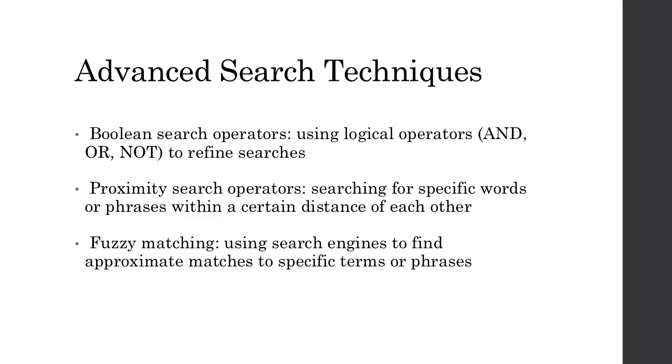2. Proximity search operators. Picture a book where the author's name is close to their birth date in the text. You can search for specific words or phrases within a certain distance of each other using proximity operators. Tilde: find all instances where John and Doe are within 5 words of each other. Example: John ~5 Doe.